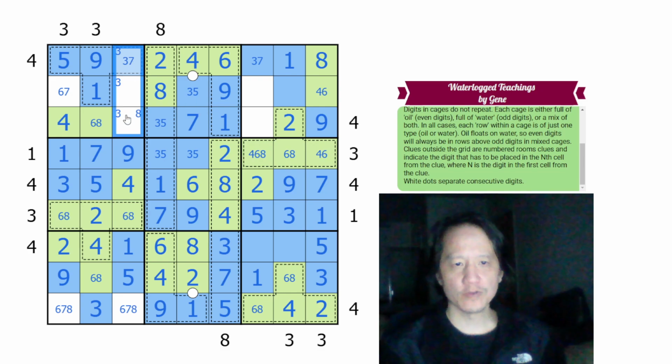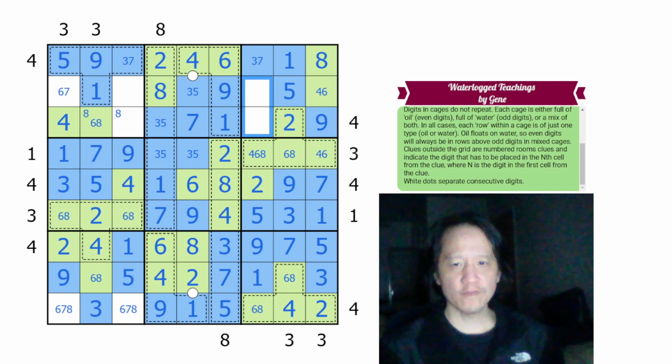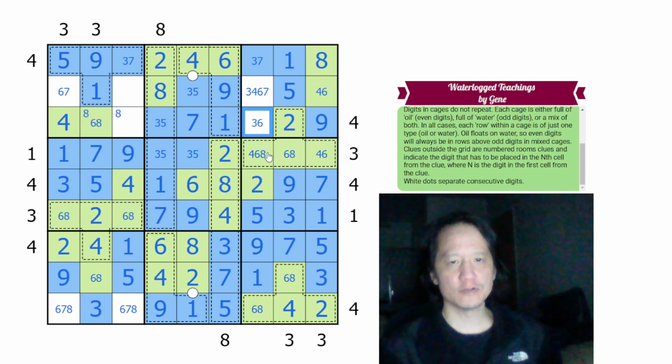We can remove the 3s. We know one of these two is 8. We don't know which, though. This has to be 7 and 9, so that can't be 9. Therefore, this is 7. That's 9. Therefore, this has to be 5. We have 3, 4, 6, and 7 here. This can't be 4 or 7, so it's 3 or 6.